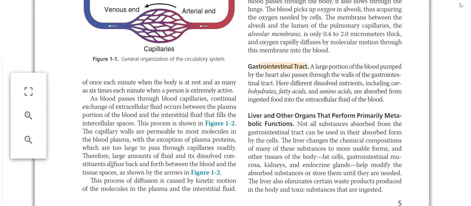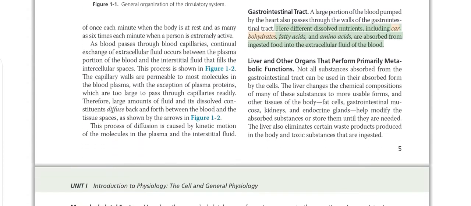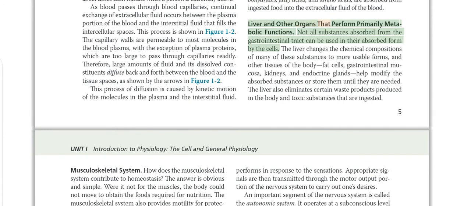Gastrointestinal tract. A large portion of the blood pumped by the heart also passes through the walls of the gastrointestinal tract. Here different dissolved nutrients, including carbohydrates, fatty acids, and amino acids, are absorbed from ingested food into the extracellular fluid of the blood.